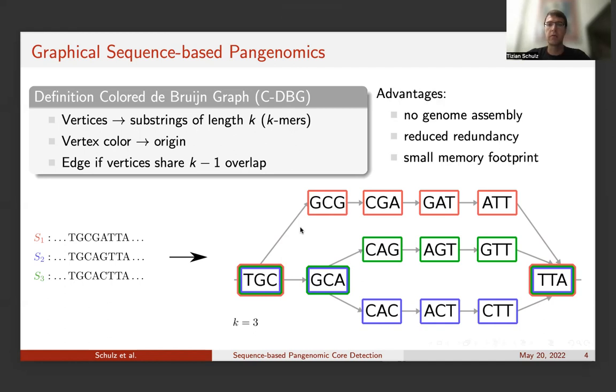Using such a graph to represent a sequence-based pangenome again has some advantages. First of all, we don't need any genome assembly. We can use sequencing reads from our sequencing machine and put them into the graph, and the assembly somewhat comes for free. Because every k-mer is only stored once in the graph, this also reduces the redundancy in our data set a lot, and it leads to a small memory footprint.